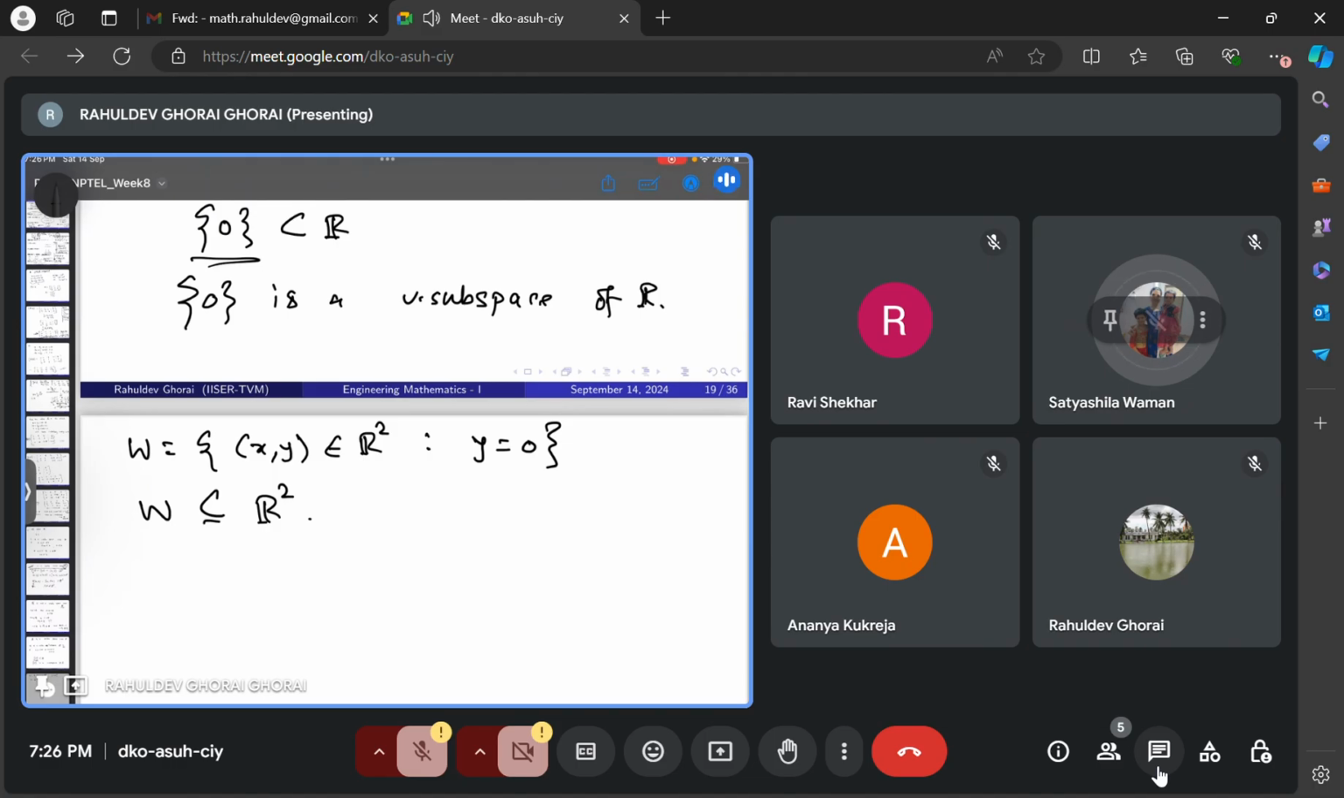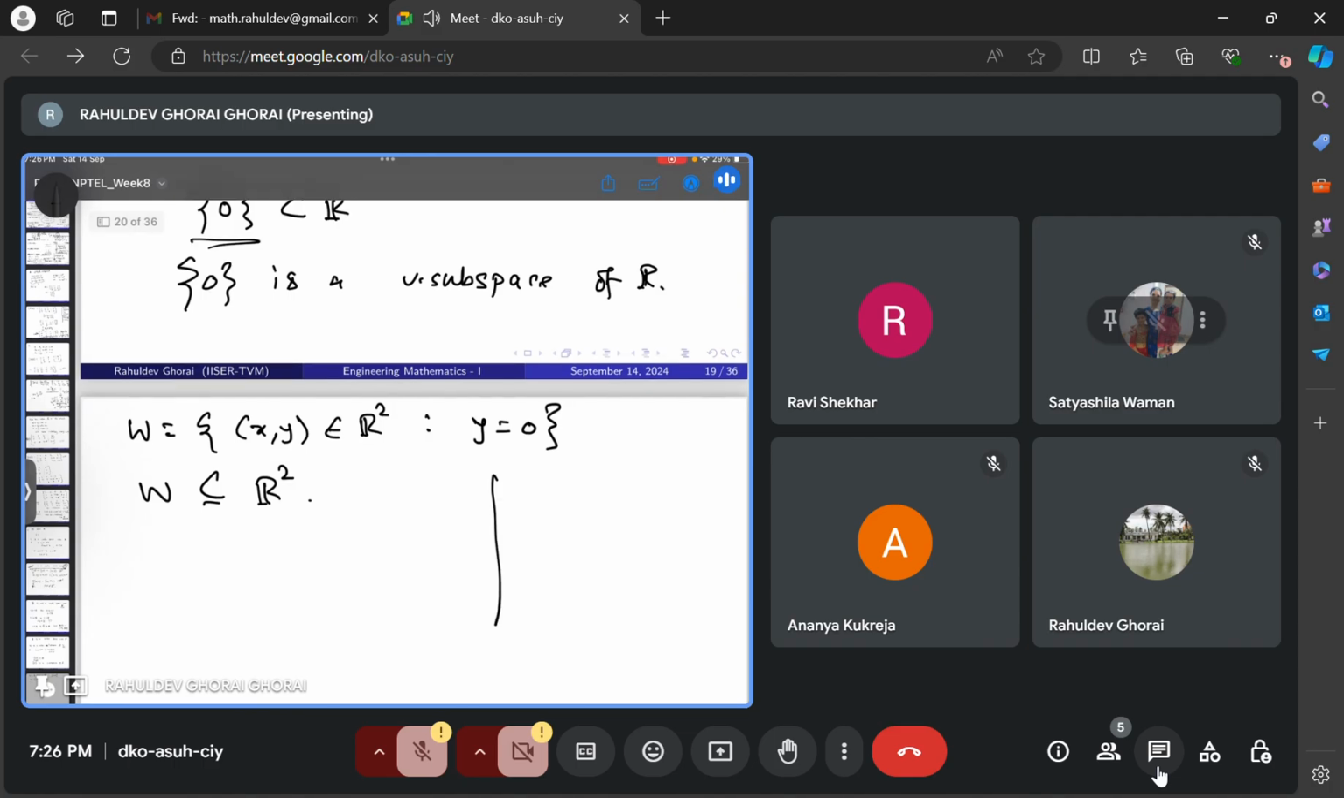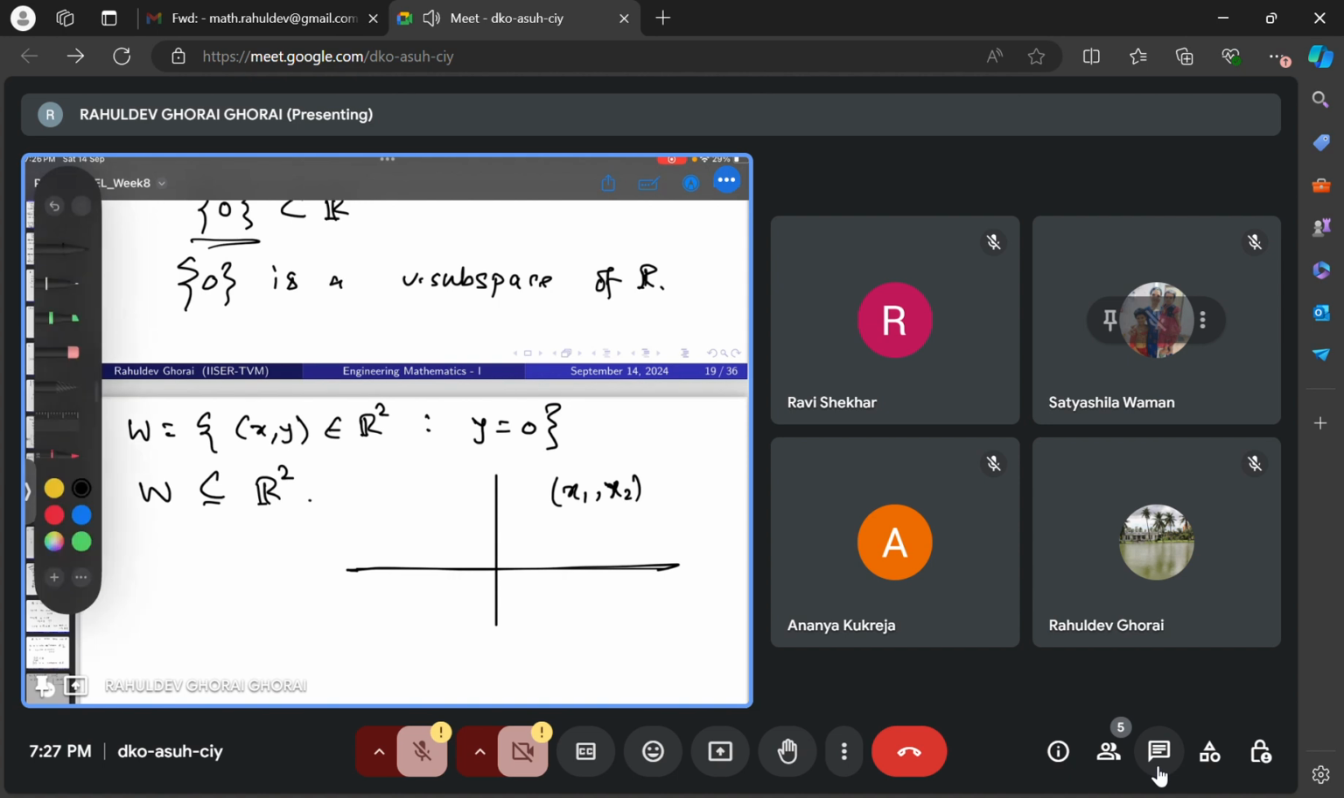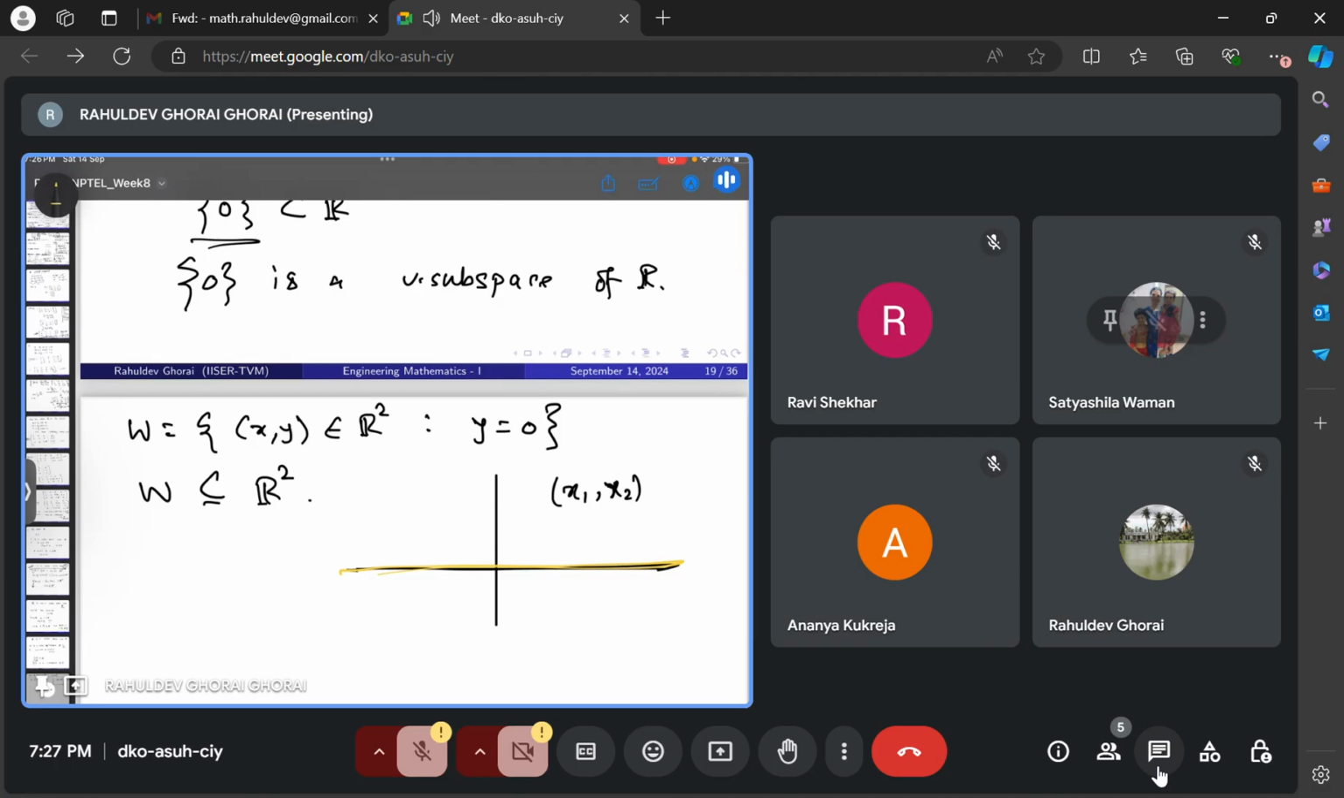Okay, so what are we doing? This W is a subset of R2, right? It is inside R2. What is R2? R2 is the whole plane, all points of this type. Now you have those points in W, where y is equal to 0. So W is a subset of R2, and the elements will be this line only.